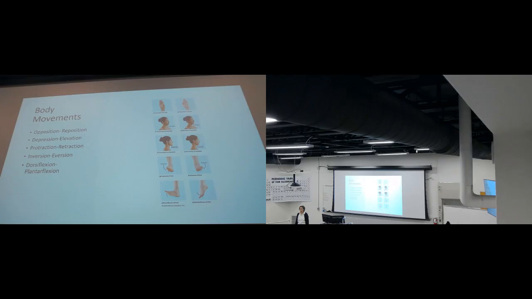Depression, bringing your shoulders down. Elevation, moving them up. Depression. We can do that also with our jaw. When we keep our mouth shut, that's elevation. When we bring it down, that's depression. And then our jaw also can move anteriorly, that is protraction, or posteriorly, that's retraction. Protraction, retraction.